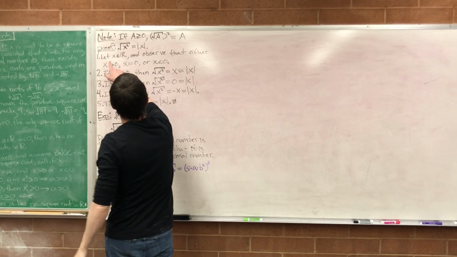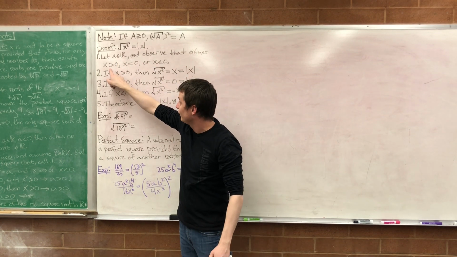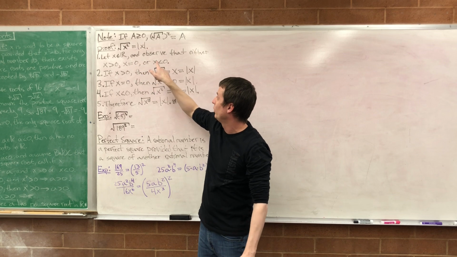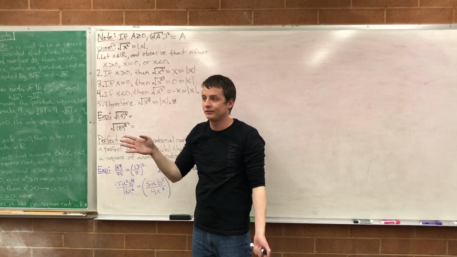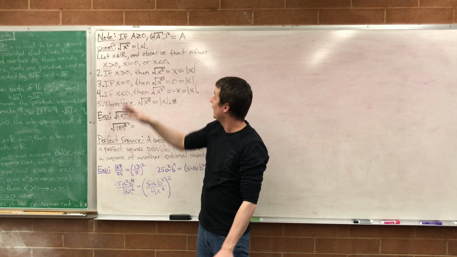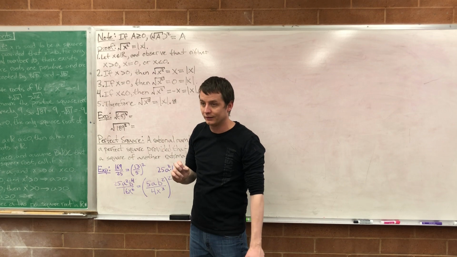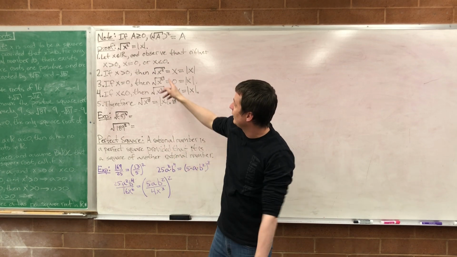So let x be any real number, and observe that either x is greater than 0, or x is equal to 0, or x is less than 0. One of those three cases has to be true. Right? And I may show that in either one of those three cases, it's still the case that the square root of x squared is equal to the absolute value of x. So let's take it one case at a time.